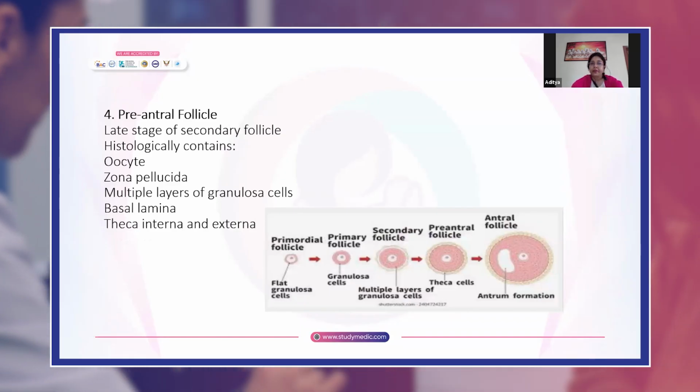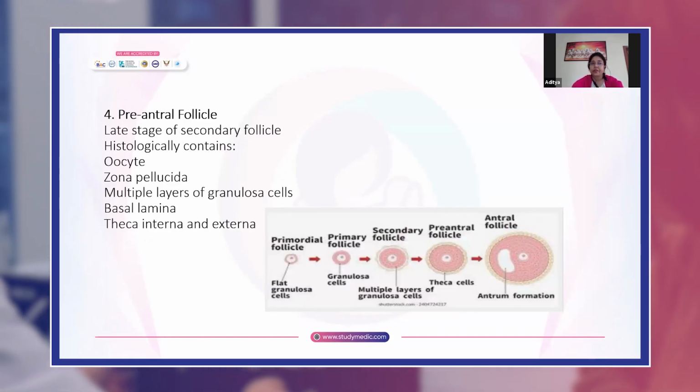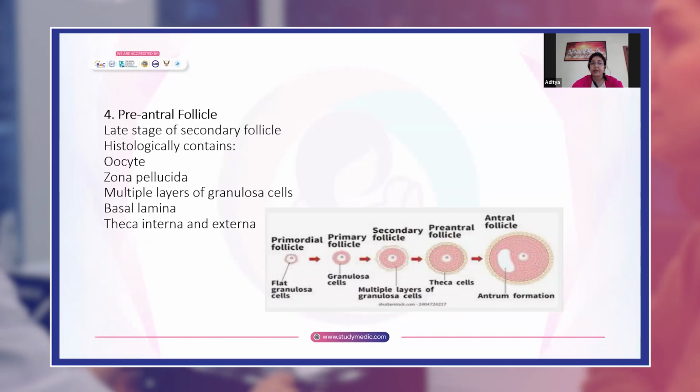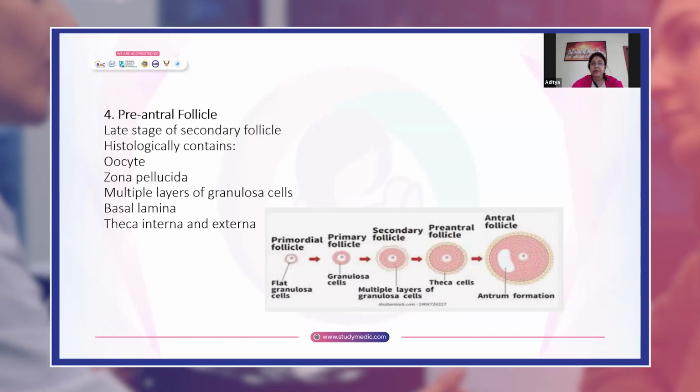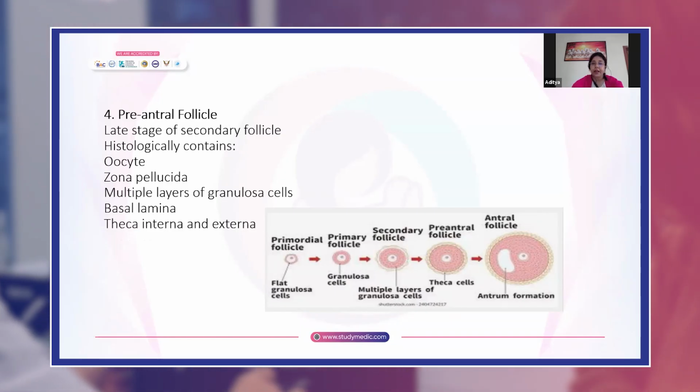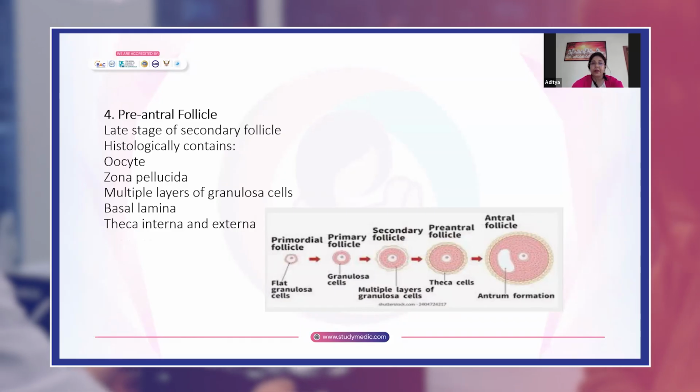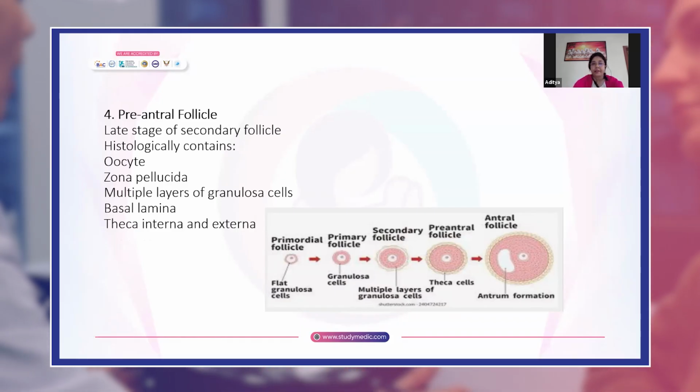What happens in the pre-antral follicle? This is the late stage of the secondary follicle. It contains the oocyte, zona pellucida, multiple layers of granulosa cells, basal lamina, and theca interna and externa.